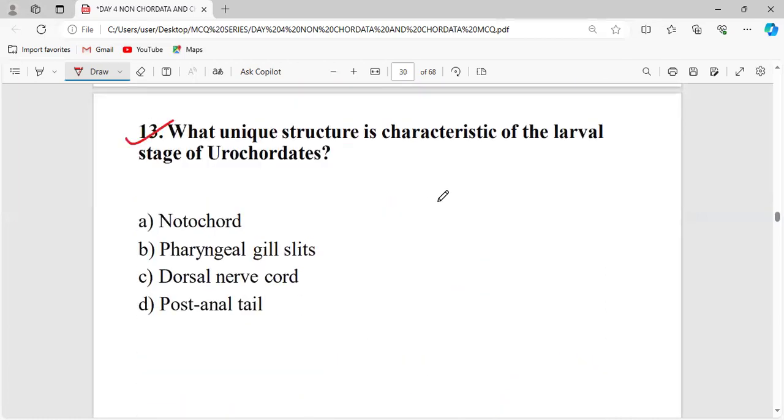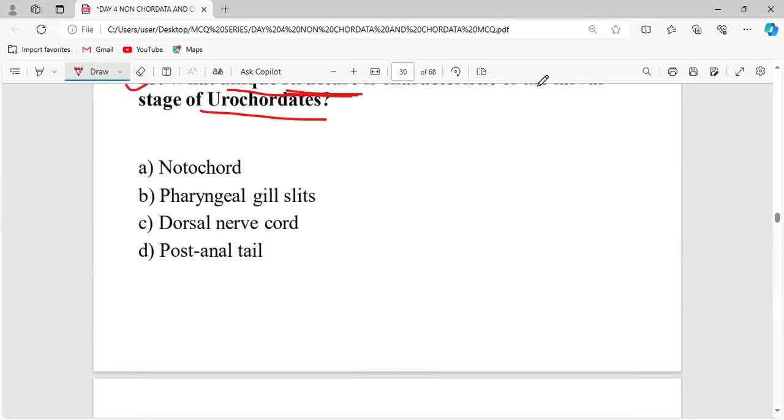What unique structure is characteristic of the larval stage of Urochordates? Urochordates are also called tunicates. In case the question is asked with tunicates in place of Urochordates, do not get confused. Notochord, pharyngeal gill slits, dorsal nerve cord, post-anal tail. That will be the unique characteristic features in the larval stage of Urochordates. What will be the answer?